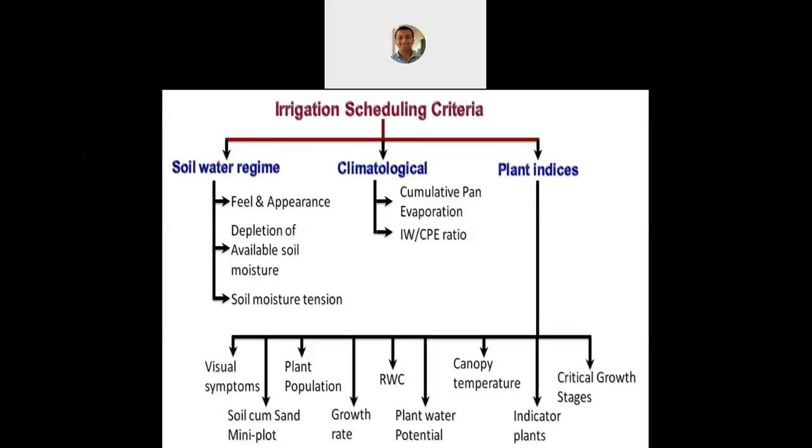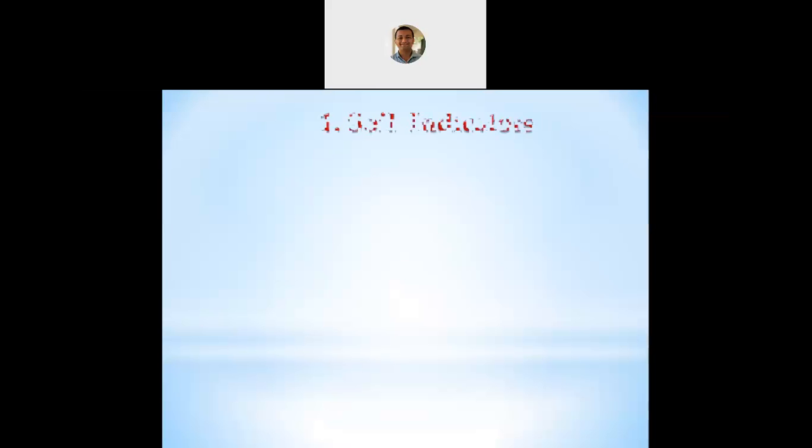Within the climatological approach, there are two approaches. One is cumulative pan evaporation and IW/CPE ratio, and under the plant indices, we have the visual symptoms, that is a qualitative approach, soil climb mini plot technique, growing excessive plant population, growth rate of the plant, relative water content, plant water potential, canopy temperature, using of indicator plants and critical growth stages, the majority of which are quantitative measures, except for visual symptoms and critical growth stages, where based on experience, farmers or researchers tend to make the decision when to irrigate a crop.